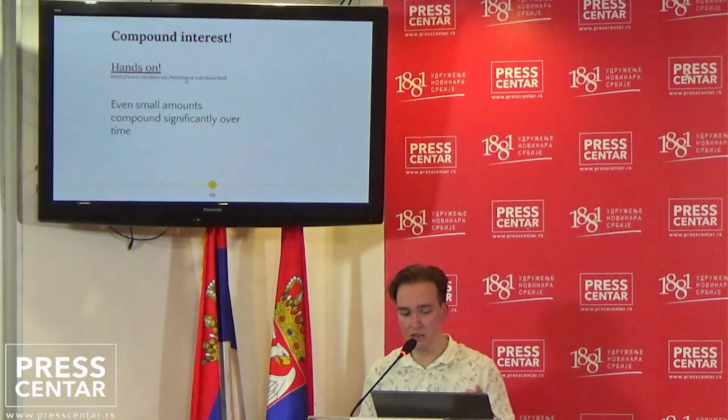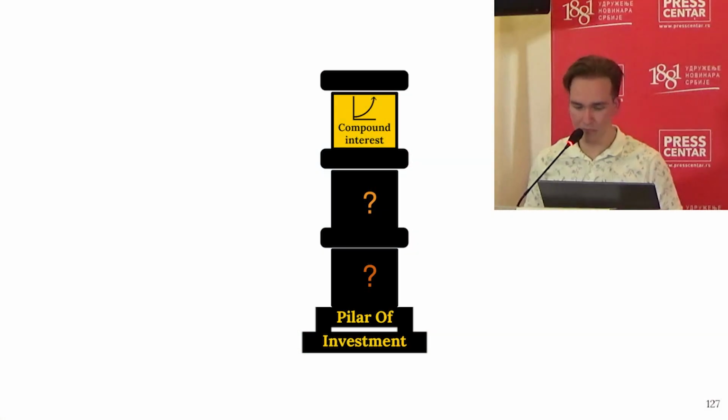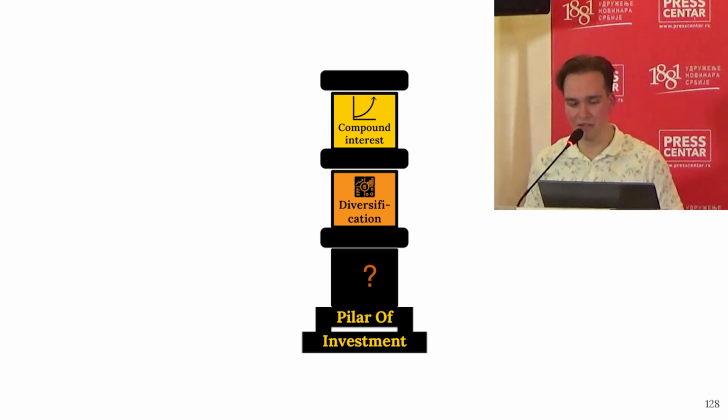Keep in mind as well that how this compound interest works in one direction, it also works in the other. So if you get into really bad debt, the compound interest is going to work against you, the same way it works for you here. That's the whole pillar. The second is the concept of diversification.